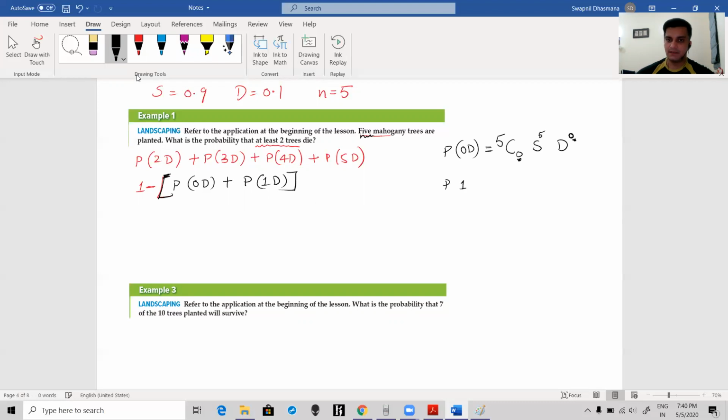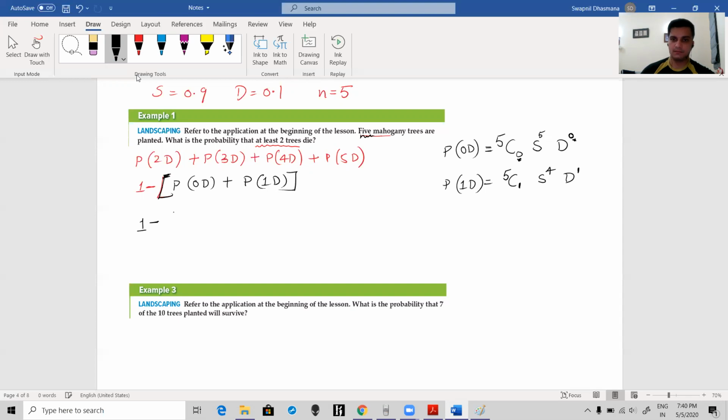Whereas in the second case, when I'm finding 1 death, 1 tree death, so in that case, C, S, T. 5 is always there in this question. You will write now 1 here because it's 1 death and 1 here. And this will be 4 now. So all you have to do is now put in the values and write it in the calculator.